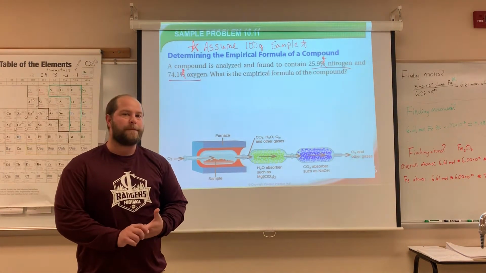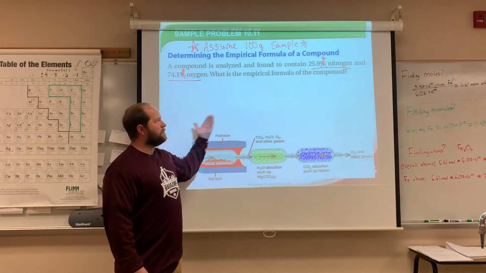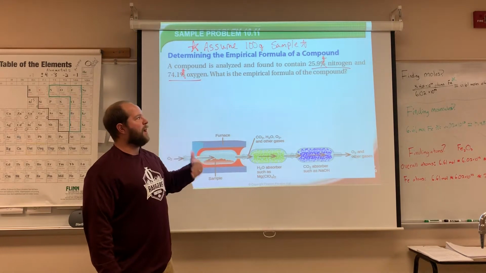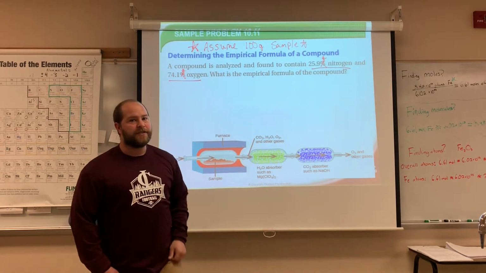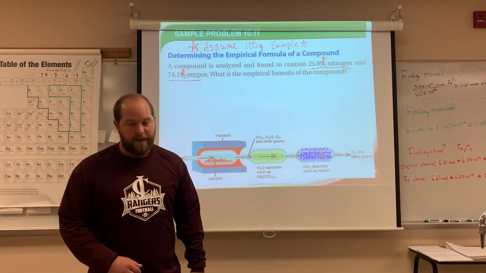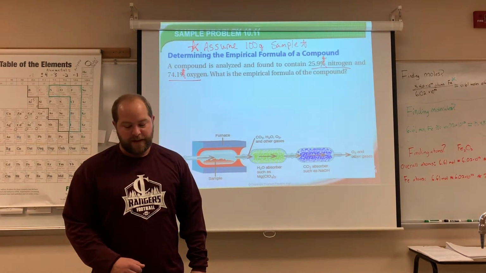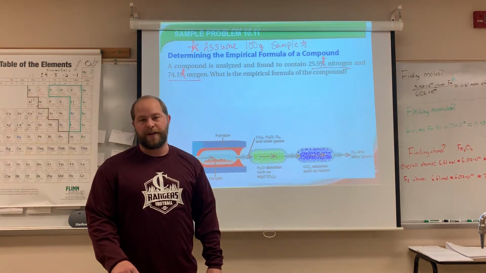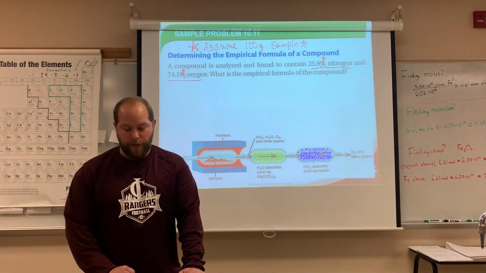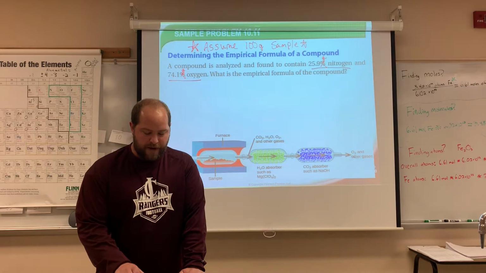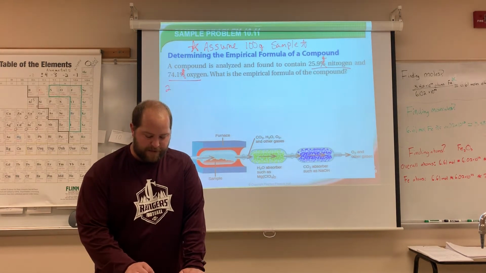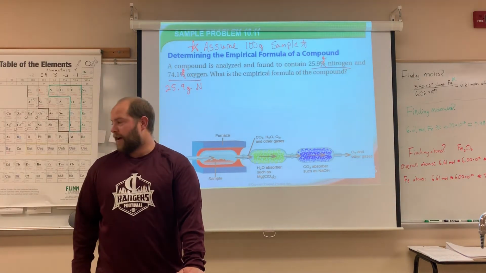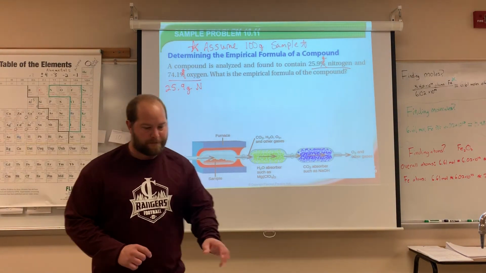Step two, we can't compare grams to grams. As you guys know, some atoms are bigger than others, so we just can't compare grams to grams. It'd be like comparing apples to oranges. So what we're going to need to do, step two, is convert each one of those gram samples to moles. So down here, that's what I'm going to do next. I'm going to take the 25.9 grams of nitrogen and convert that to moles.